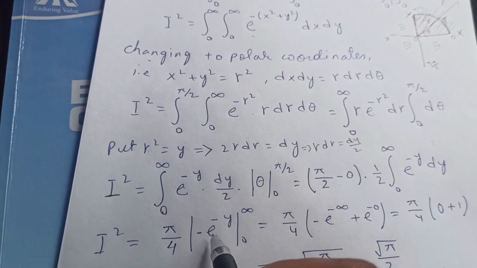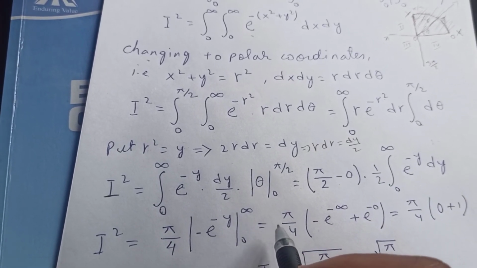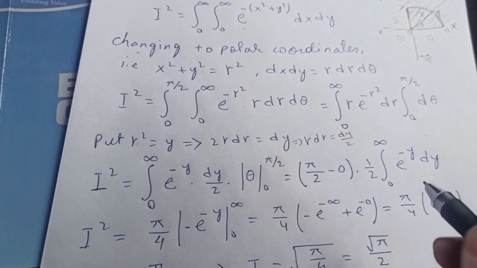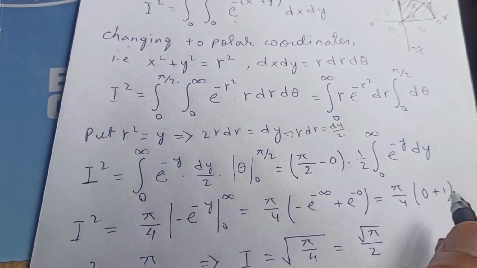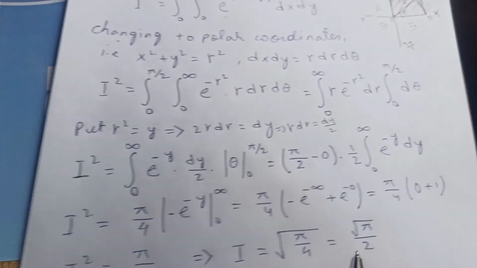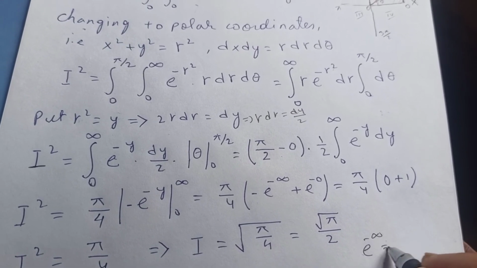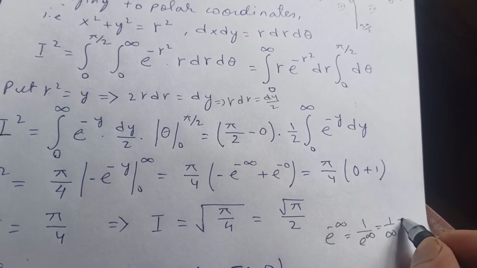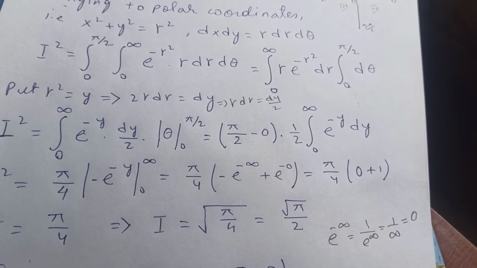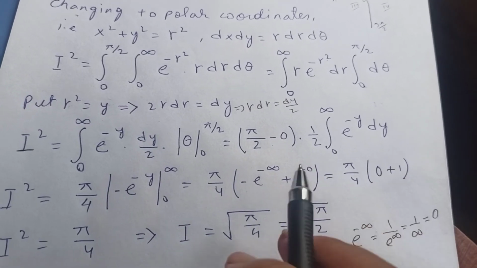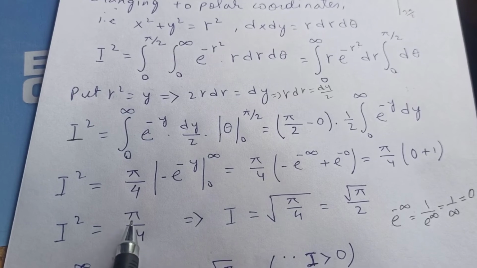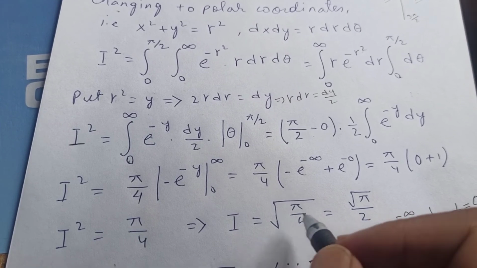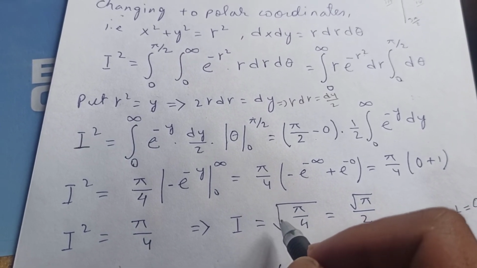Now integrate this one: it will be negative e to the negative y from 0 to infinity, which is pi by 4 times negative e to the negative infinity plus e to the negative 0, which is pi by 4 times 0 plus 1. e to the negative infinity is the same as 1 over e to the infinity, which is 1 over infinity, and this tends to 0. That's why this part is 0 plus 1, so I square is pi by 4. Now taking the square root of both sides, you get I is the square root of pi by 4.